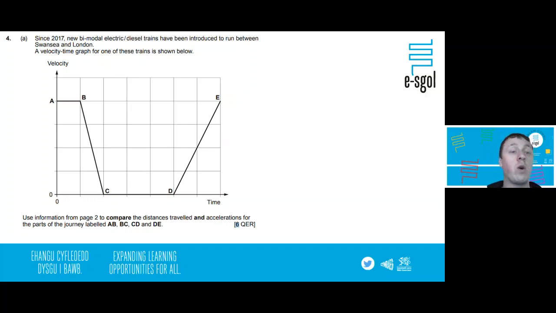So we have question 4A. Since 2017, new bimodal electric diesel trains have been introduced to run between Swansea and London. A velocity time graph for one of these trains is shown below. And what's nice is that there are different sections already identified: A, B, C, D to E. Use information from page 2 and we can compare the distances. So that's why it's in bold, the distances travelled and accelerations for the parts of the journey labelled A, B, C, D and D, E.